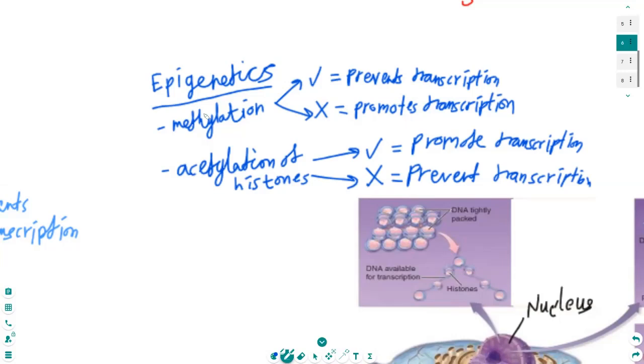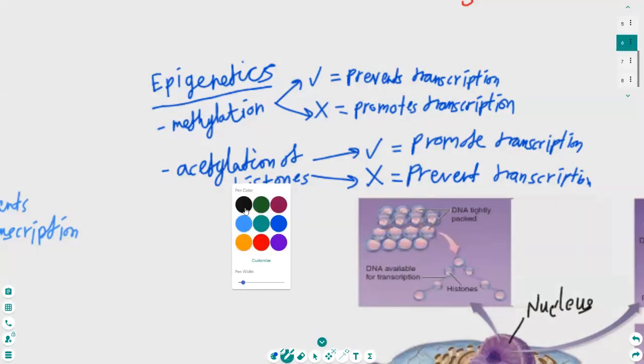So you can have a gene which is methylated, preventing transcription. If you want to promote transcription of that gene, you remove the methyl group and add an acetyl group onto the histones that the gene is wound around. And if you want to prevent transcription, you remove the acetyl group from the histone and add a methyl group. So these two can be used together to either prevent or promote transcription. This is in eukaryotes.